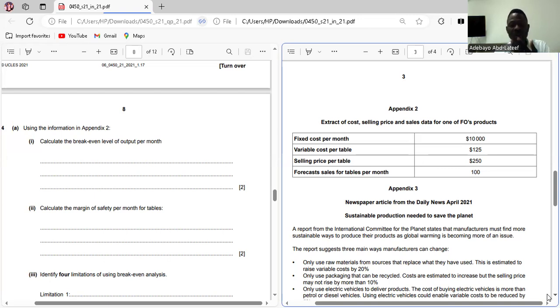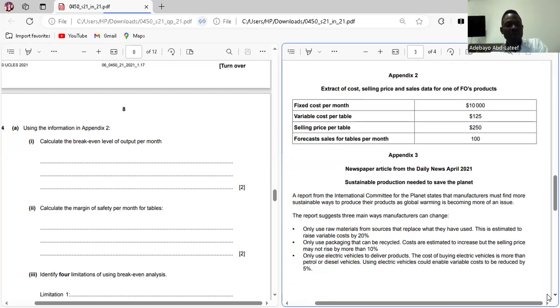Clear? Yes. Then we have the second question, which is margin of safety. For margin of safety, it is actual sales minus break-even sales. So actual sales here is 100, which is forecasted, and the break-even sales is 80. So the margin of safety is 20. Clear? Yes.